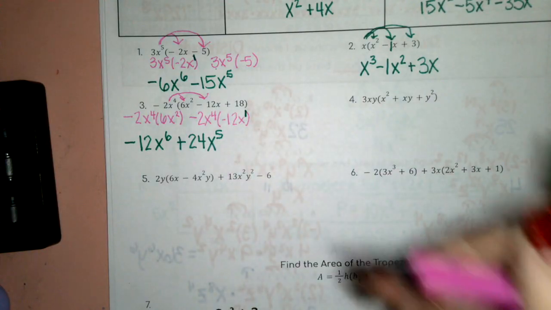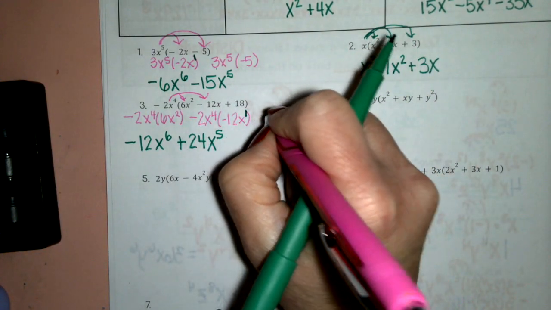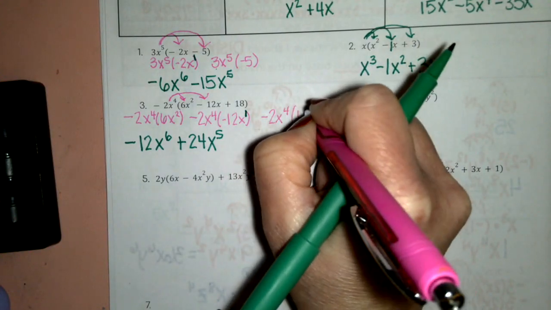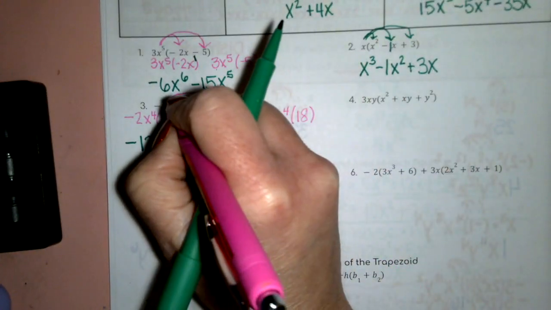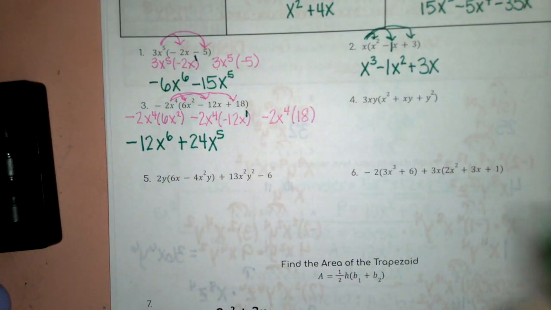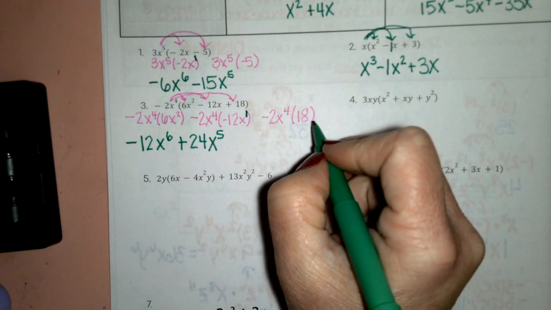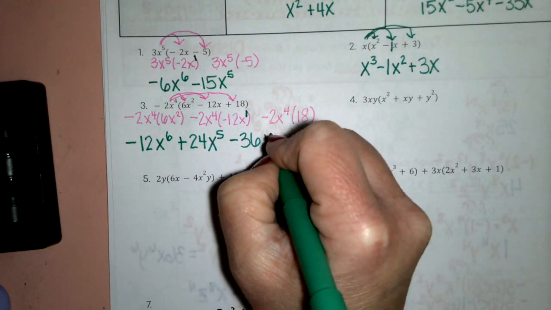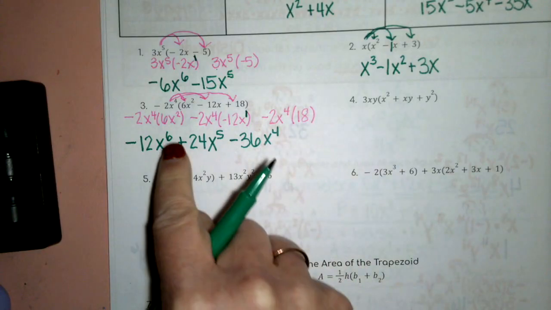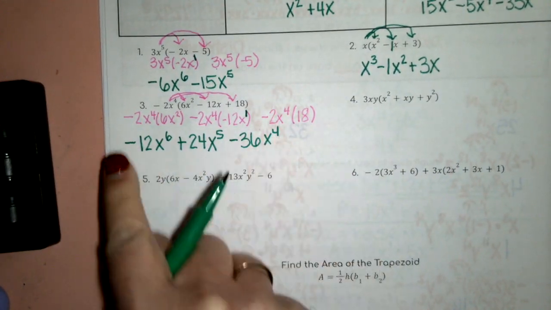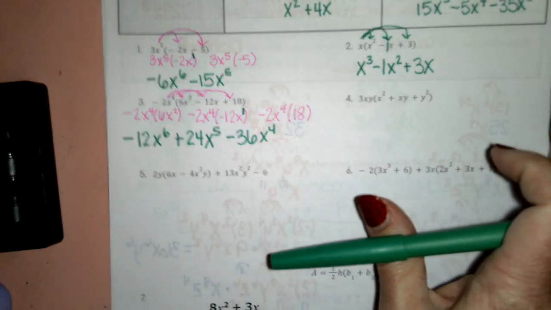And then the last but not least is negative 2x to the 4th times 18. And it's a positive 18 when we go there. So negative 2 times 18 is negative 36, x to the 4th. Again, it's in descending order, so we're good to go. We don't have to reorder anything.